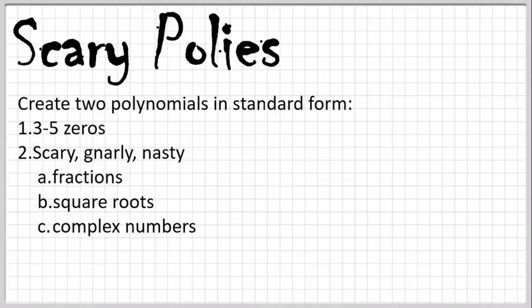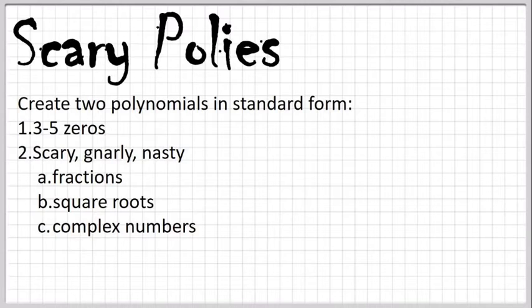On the other side, you gotta make a gnarly one, a scary, gnarly, nasty one. Okay, by using one of these. You can use fractions, you can use square roots, or you can use complex numbers. Only one of them, or? You can use a combination of them, or just one of them. Okay, but just be careful. I'm warning you, it will get nasty.